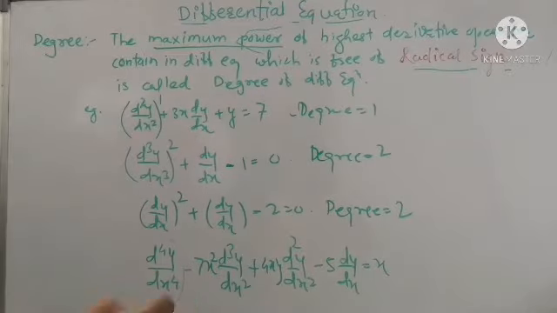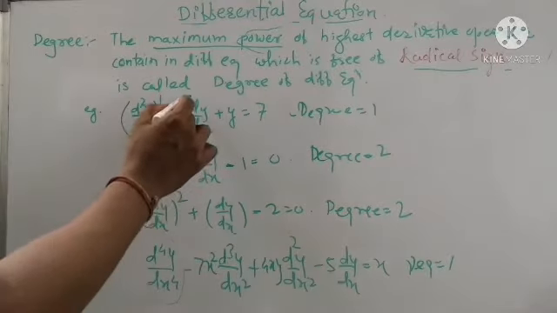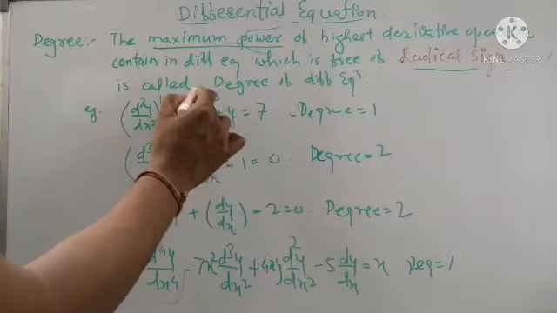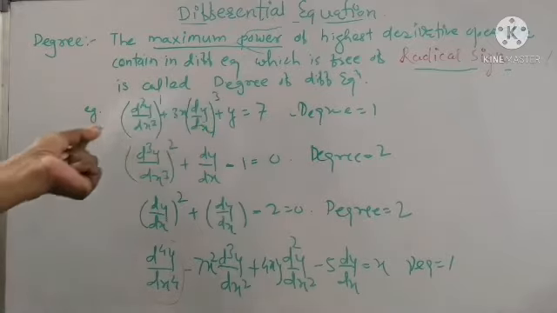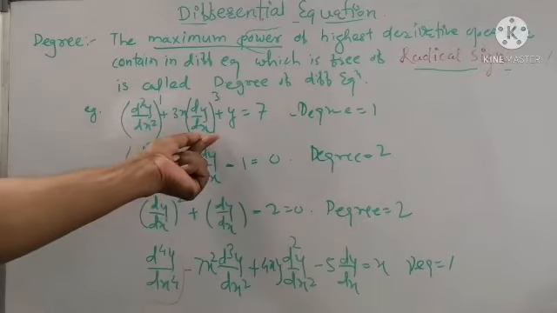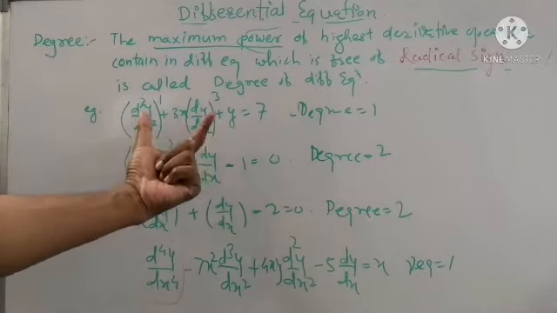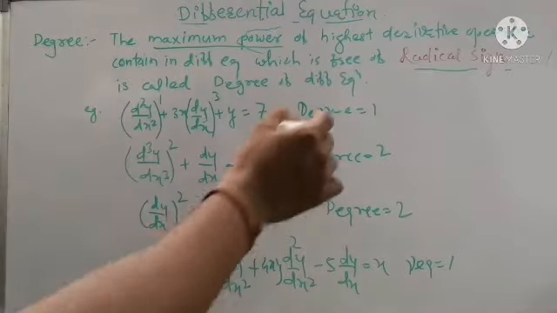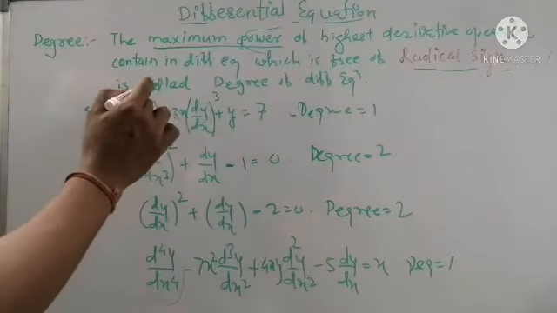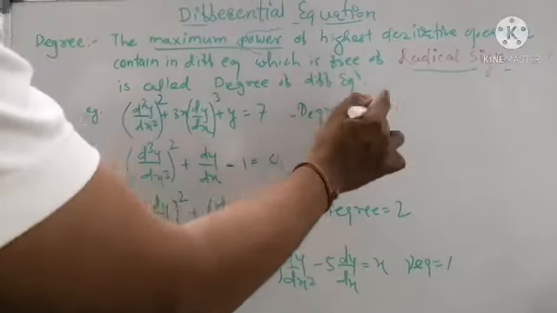In the last example also, d raised to 4 y by dx raised to 4 has power 1, so the degree of the last example will be 1. Now if I put dy by dx raised to 3 in the first example, then dy by dx has the maximum power in the equation, but it is not the highest derivative operator in this equation. Only the power of the highest derivative operator is considered. d square y by dx square is the highest derivative operator and it has power 1, so the degree of this equation is 1. If the power given is 2, then the degree of the equation will be 2.